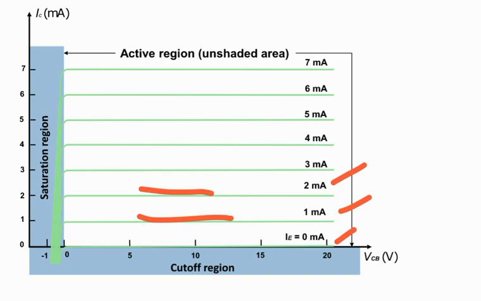So this happens when you have an NPN transistor biased in the active region, where its base emitter junction is forward biased and collector base junction is reverse biased.